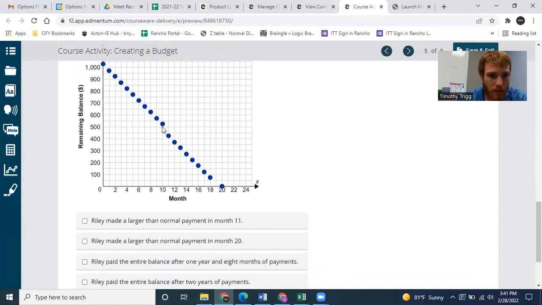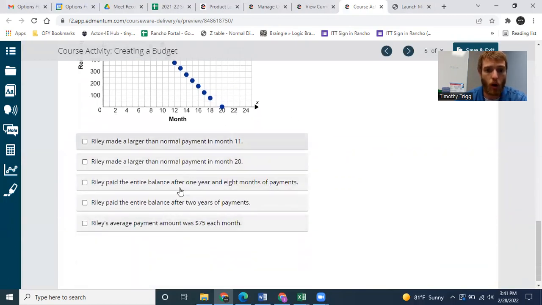Notice there's a big jump here between months 10 and 11. That indicates that she made a larger payment during that time schedule. So we want to click all the true statements. One of the true statements is that Riley made a larger than normal payment on month 11. Whenever you're paying your loan, you could always make a larger payment than whatever they're asking for, to help you pay down your loan faster and to reduce the amount of interest you end up paying. So that's one key thing.